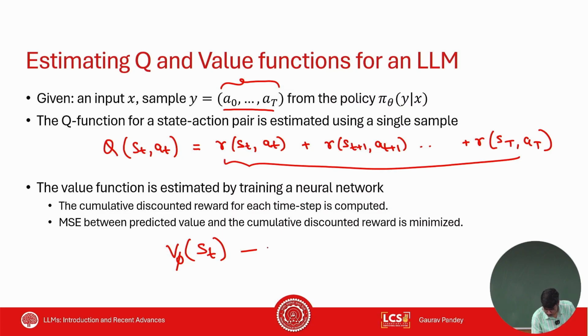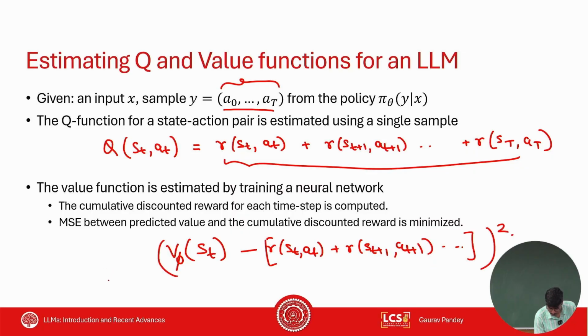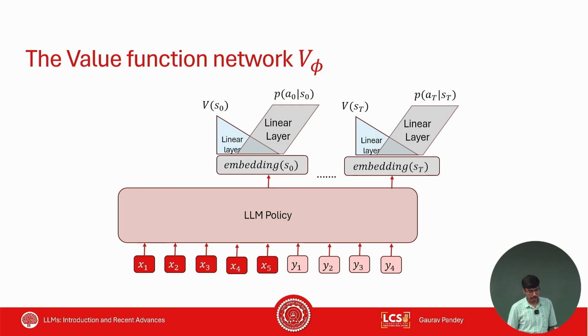So this quantity, from st, at, plus st+1, and so on. You train a network to minimize this quantity and do it for all tokens. So 1 over capital T, summation t equal to 0 to T. At each point, you have a network which takes each token and outputs a number. And this is how the network looks.